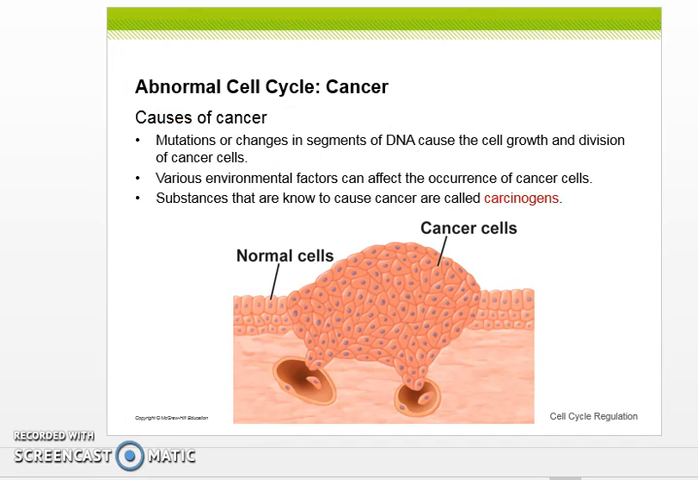Some causes of cancer are mutations or changes in segments of DNA that cause the cell growth and division of cancer cells. Various environmental factors can affect the occurrence of cancer cells, and substances that are known to cause cancer are called carcinogens.